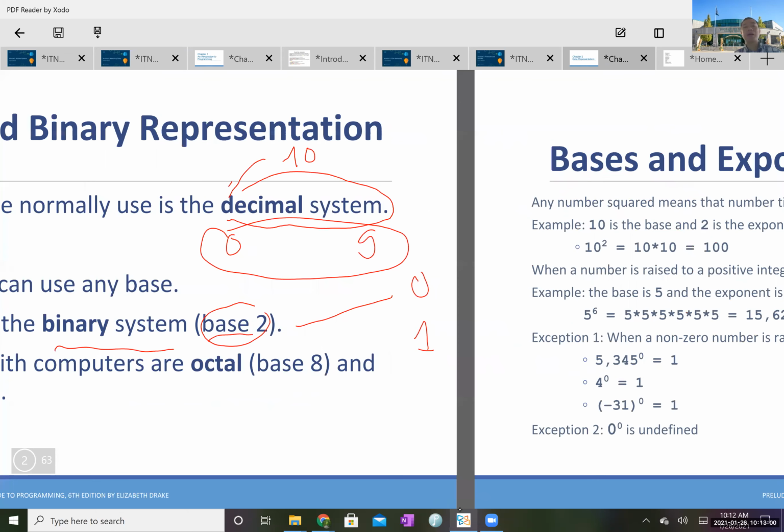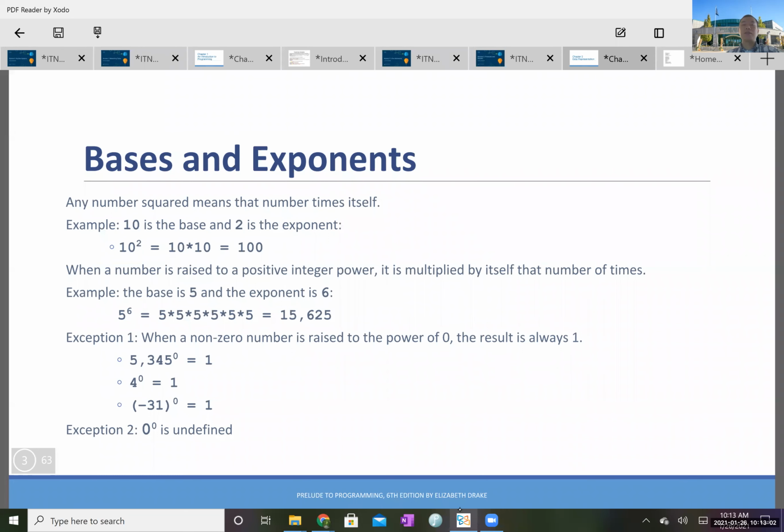Okay, so we're talking about base and exponent. Here you have the base 10 and the exponent is 2. So when you have 10 raised to the power 2, you have 10 times 10, it's 100. Or if you have 5 raised to the power 6, you have 5 times 5 times 5 times 5 times 5 times 5, 6 times.